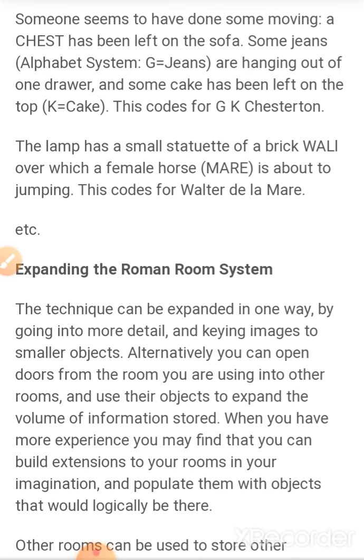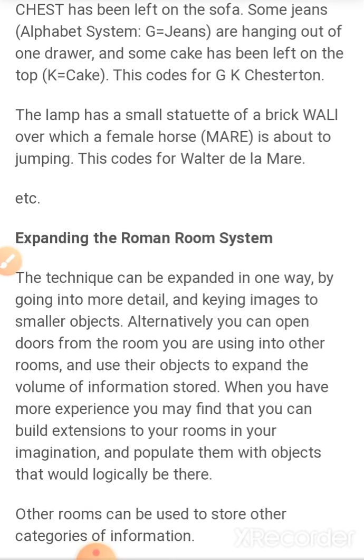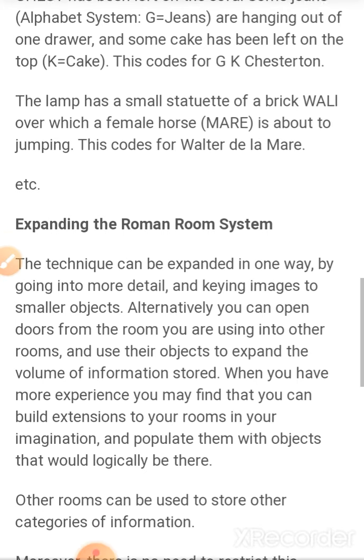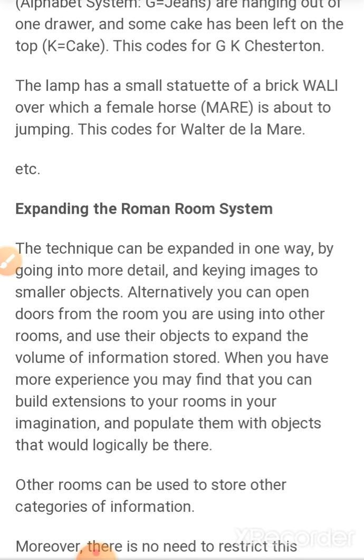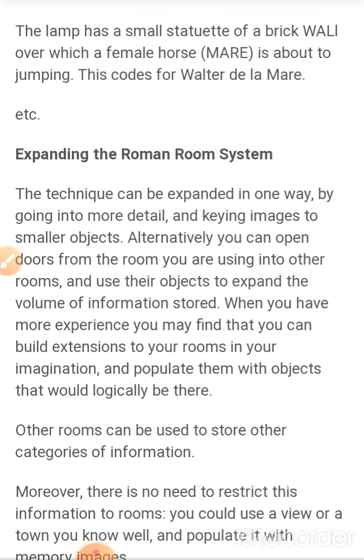Alternatively, you can open the door from the room you are using into other rooms and use their objects to expand the volume of information stored. When you have more experience, you may find that you can build extensions to your rooms in your imaginations and populate them with objects that would logically be there. So we can use two rooms' objects to connect with the information which we are learning. Other rooms can be used to store other categories of information.